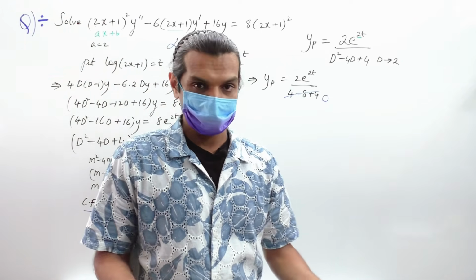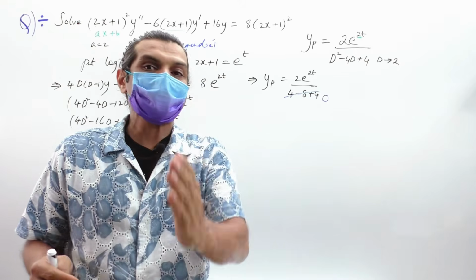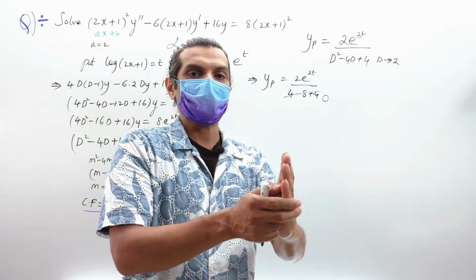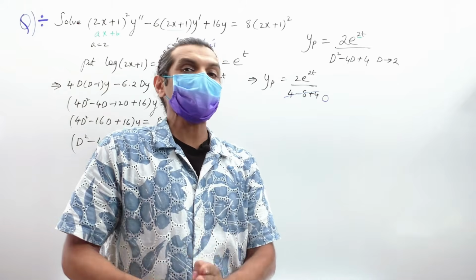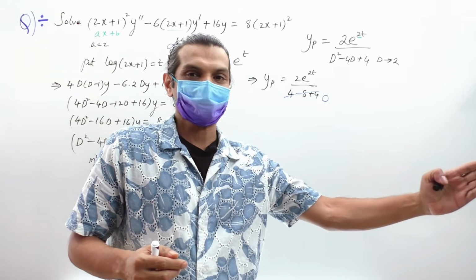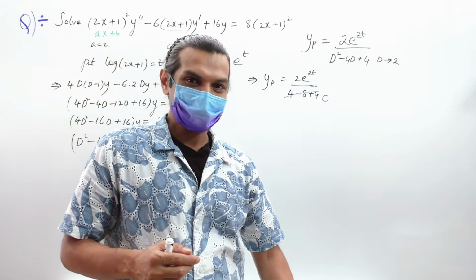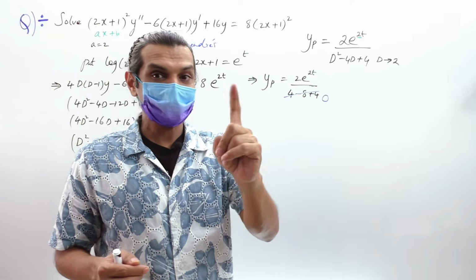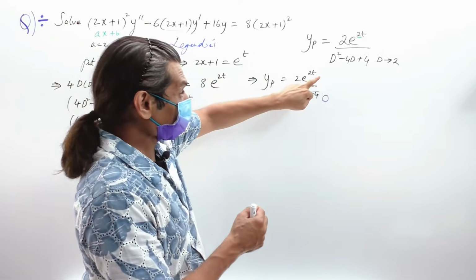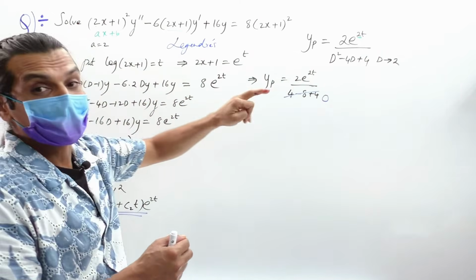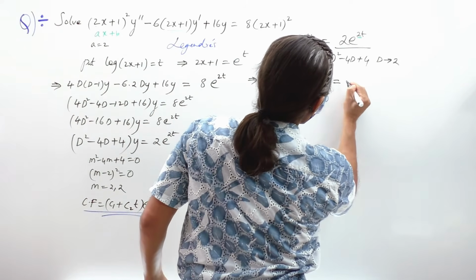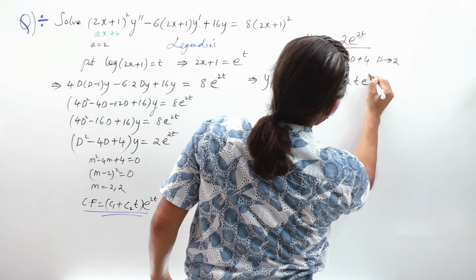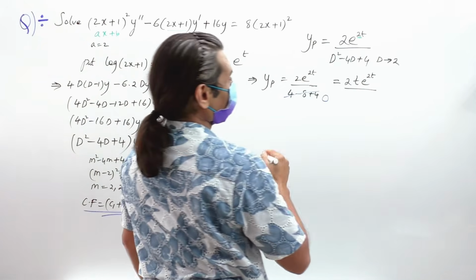Now again, recall, in type number 1, when we replace all the D's by a, if the denominator is 0, then what do you do? Multiply the numerator by x and differentiate the denominator. Again replace D by a. The process follows. But here the variable is not x, we have taken t, because we assumed it as t. Therefore, when the denominator is 0, we multiply the numerator by t and then differentiate the denominator.